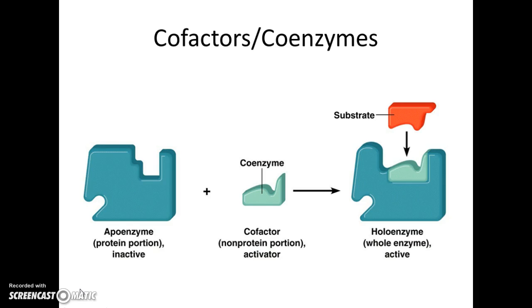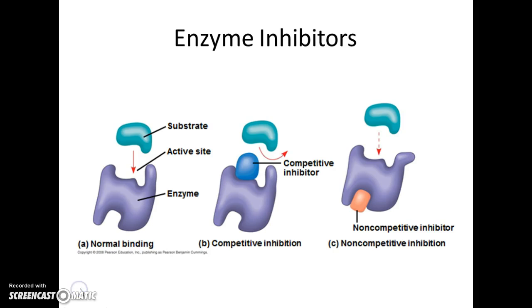Notice the specific bonding site and substrate shapes that we see going on in the image here. Substrate cannot fit in without the coenzyme fitting in first to give it the unique shape for the active bonding site. There are also enzyme inhibitors. Two types that we're going to look at: competitive inhibitors and non-competitive inhibitors.